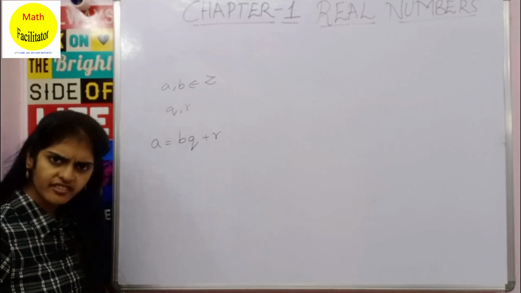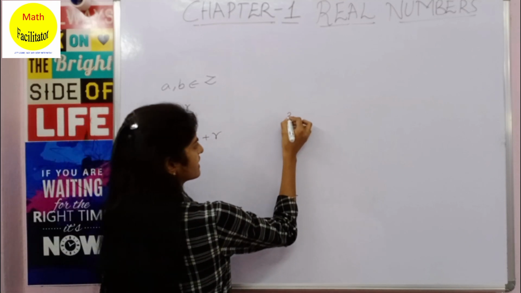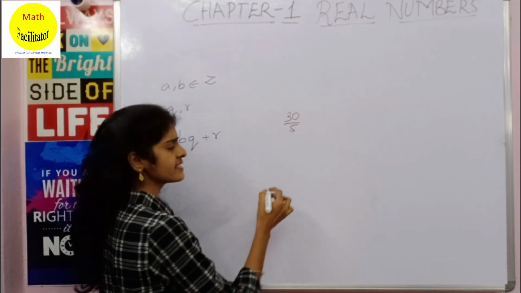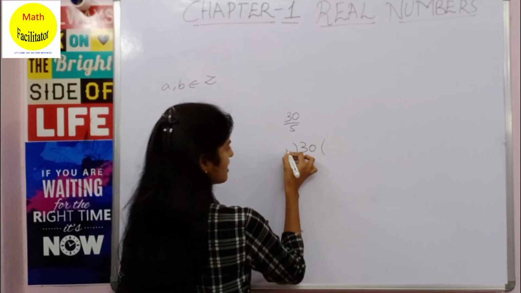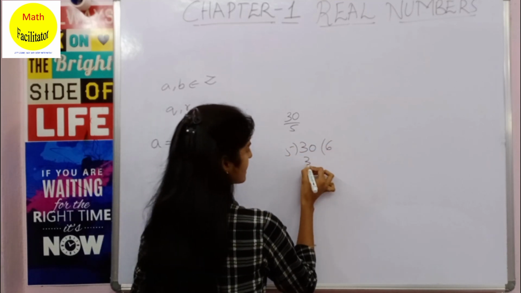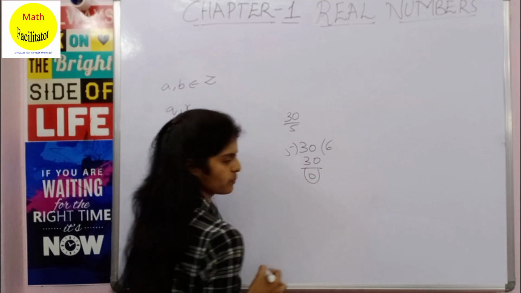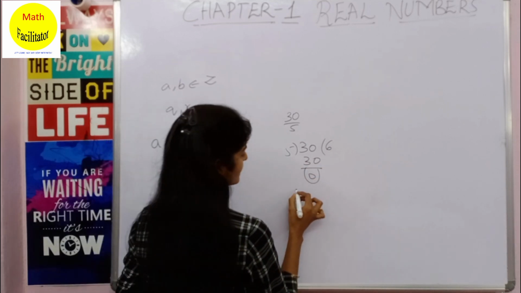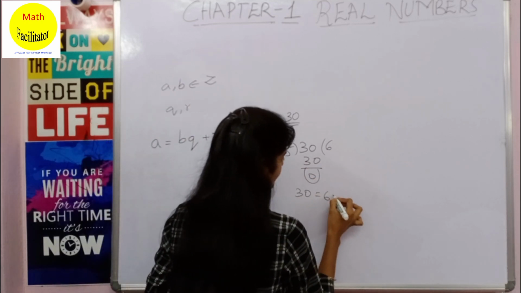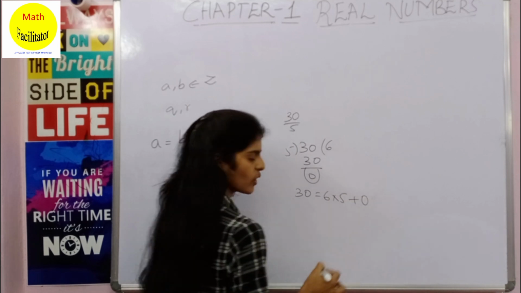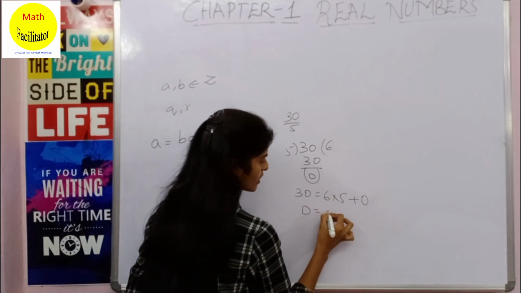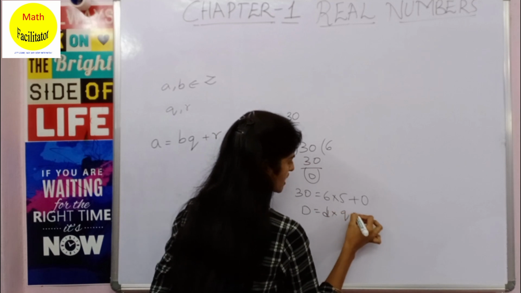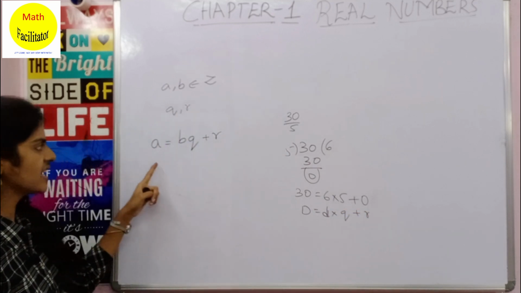Simple division. Suppose you have 30 divided by 5. If you divide 30 by 5, what do you get? 5 sixes are 30 and the remainder is 0. The same thing you can write as 30 is equal to 6 into 5 plus 0. Nothing but dividend is equal to divisor into quotient plus remainder. The same thing we are writing here.